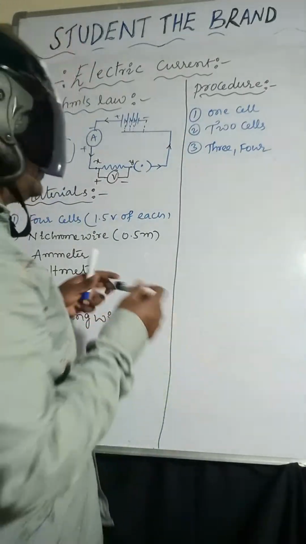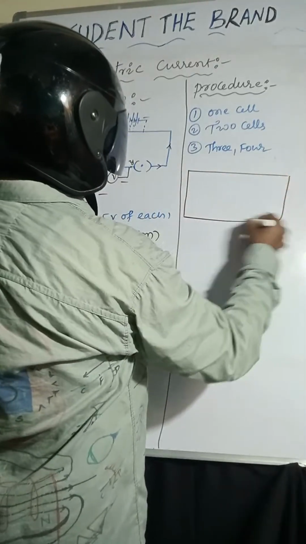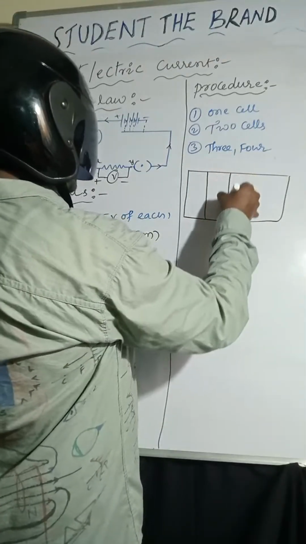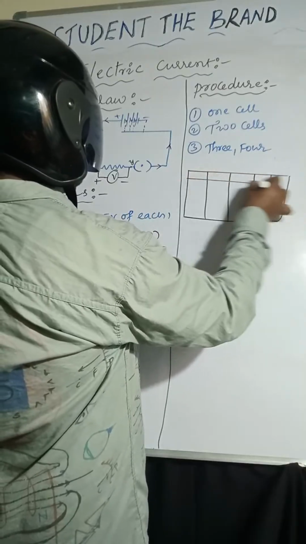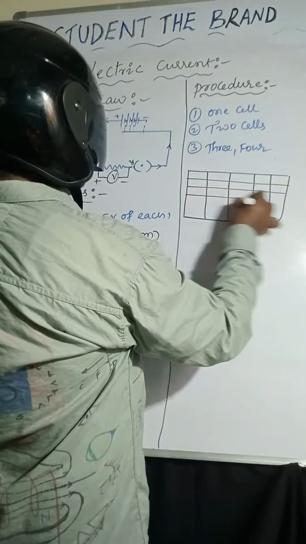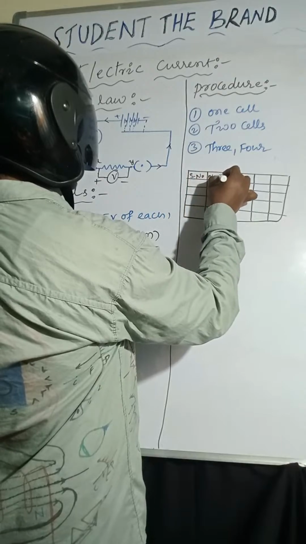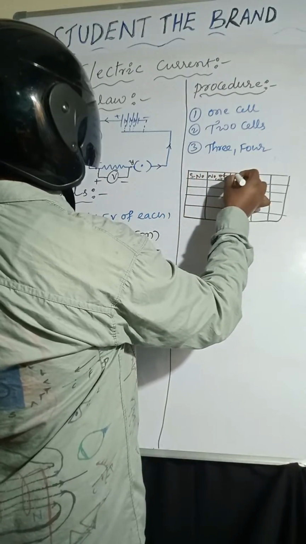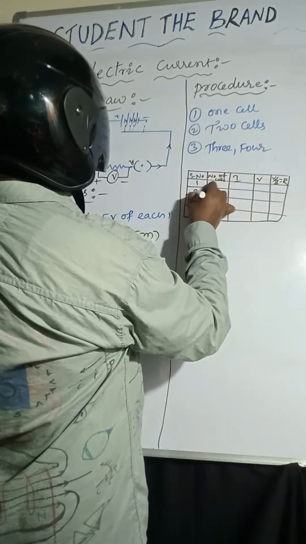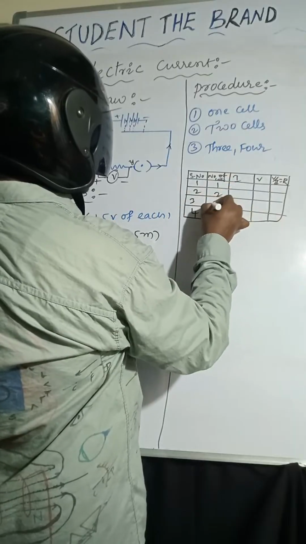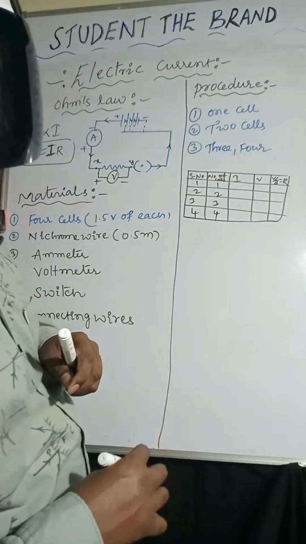Then you can mention it in the tabular form given below. So I am drawing the tabular form: serial number, number of cells, ammeter reading, voltmeter reading, V by I, that is R. So 1, 2, 3, 4. Okay, so this is a tabular form.